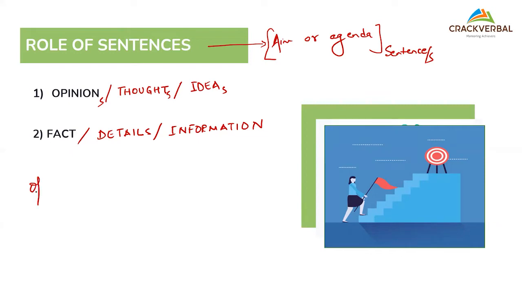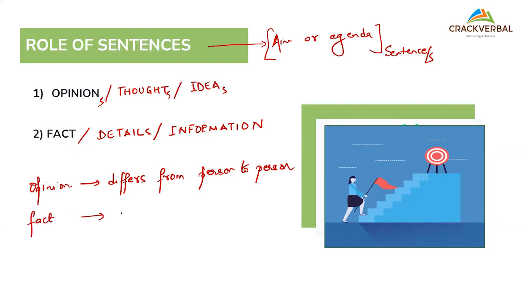Right? Now, the difference between an opinion and a fact. An opinion is very subjective. It differs from person to person. Whereas a fact is universal, right? There is scope for questioning its veracity. Now, what do you mean by veracity? The truthfulness.